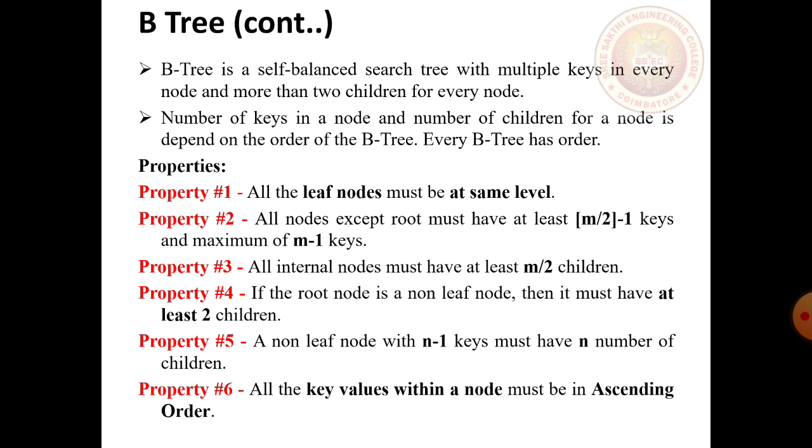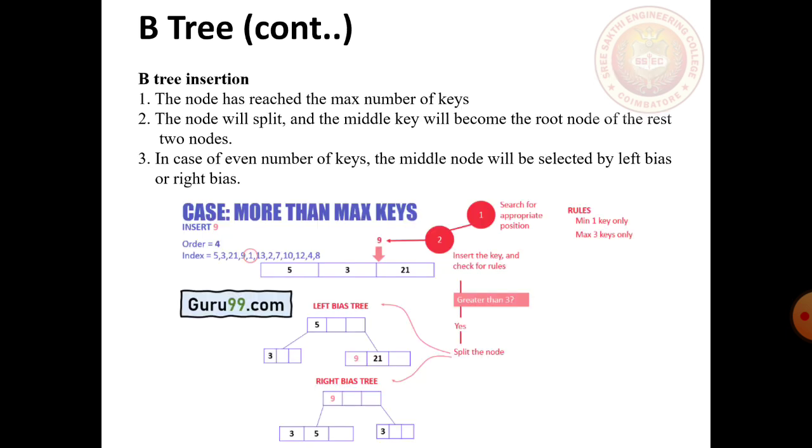Let's begin with a simple example of B-tree insertion. When B-tree insertion takes place, it has to check the key value. When the node reaches the maximum number of keys, the node is split and the middle node will be considered as the root node. So the node split can be based on either the left bias or the right bias.